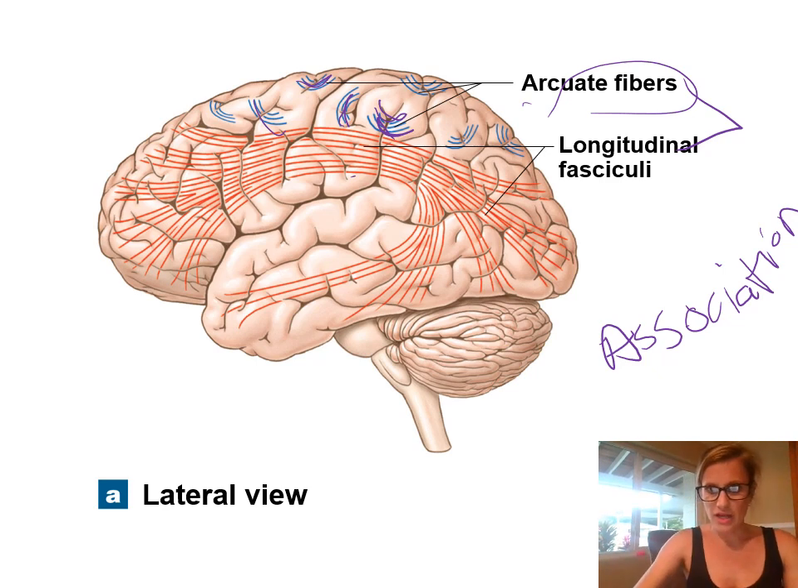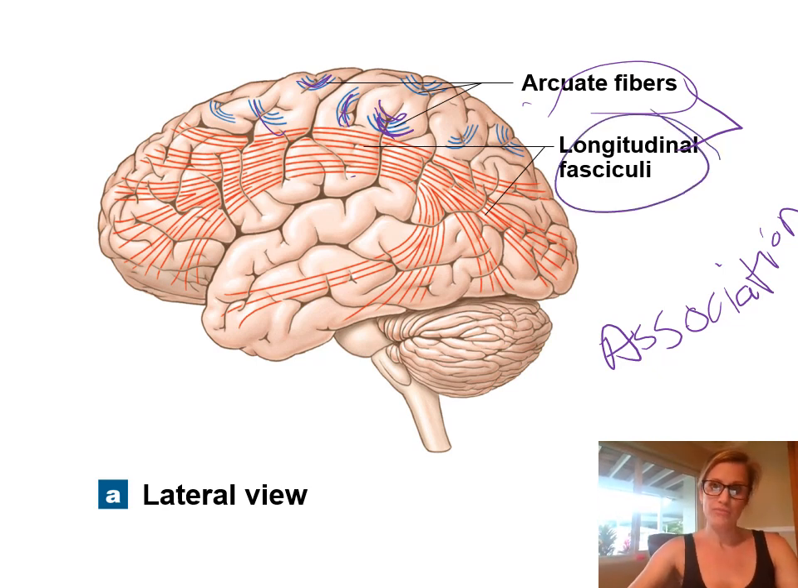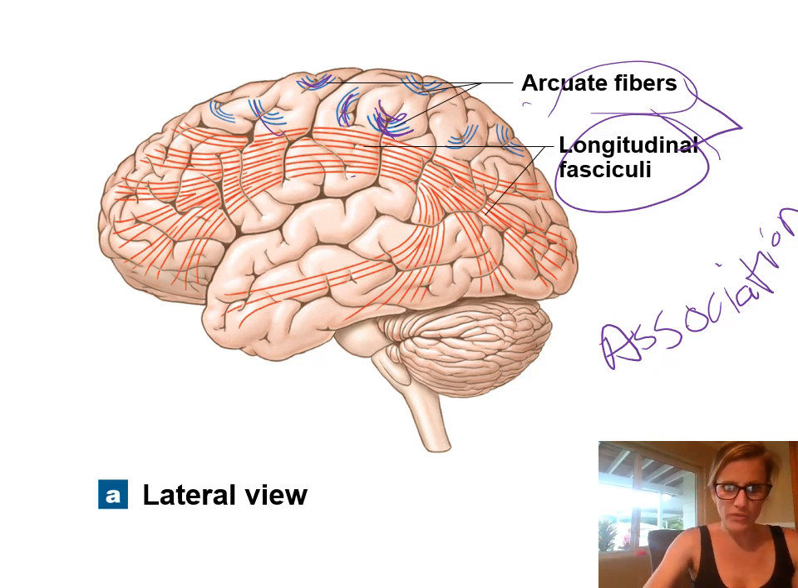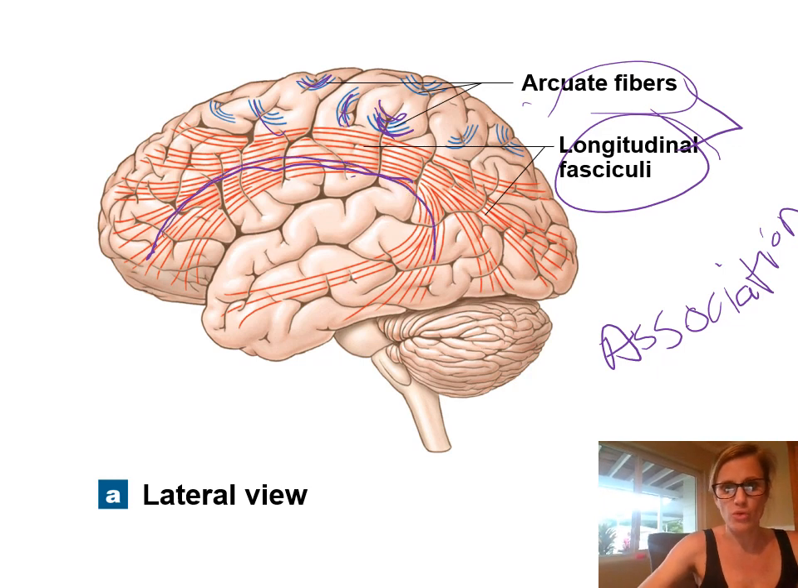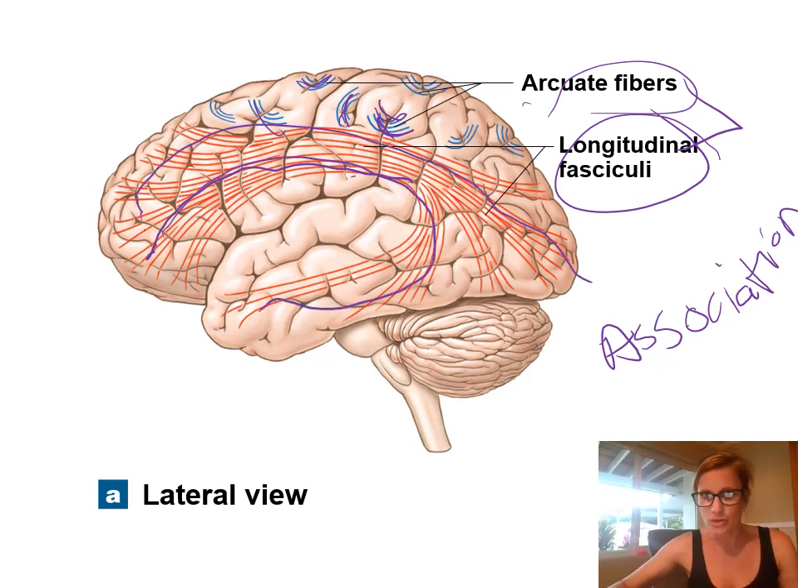The longitudinal fasciculi are longer. These are the ones that connect the lobes to each other. So like from the frontal lobe back to the parietal lobe, or the frontal lobe over to the temporal lobe, frontal lobe back to the occipital lobe.